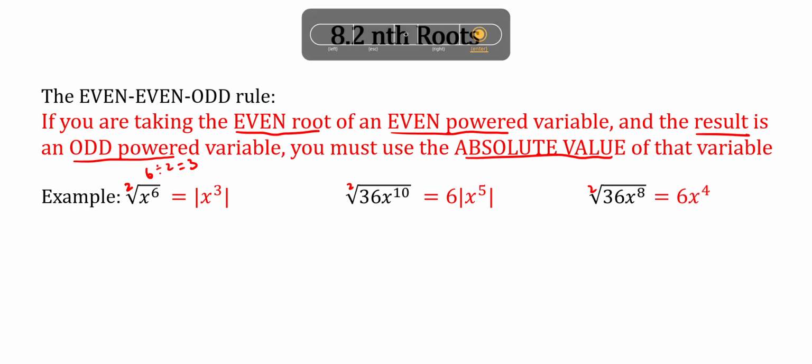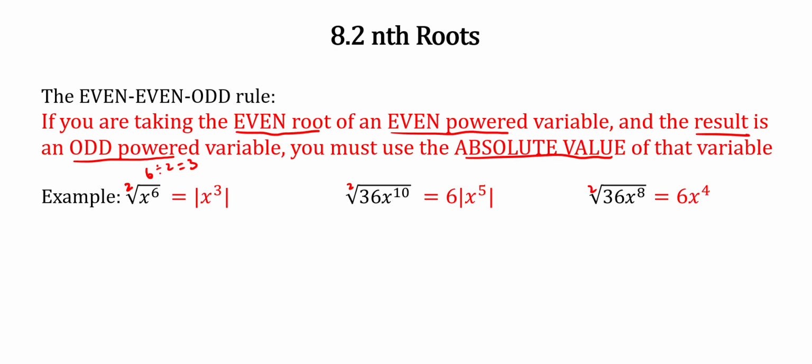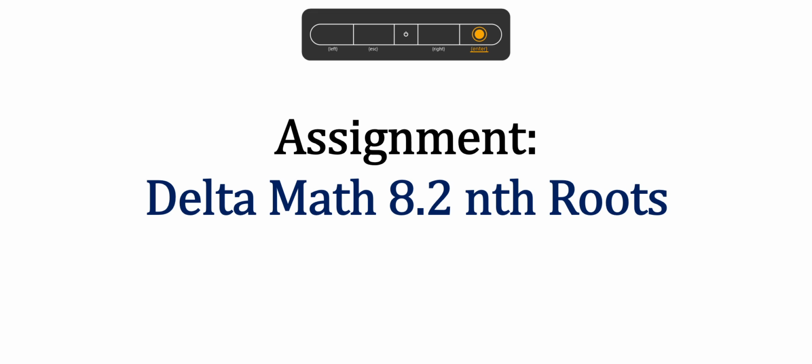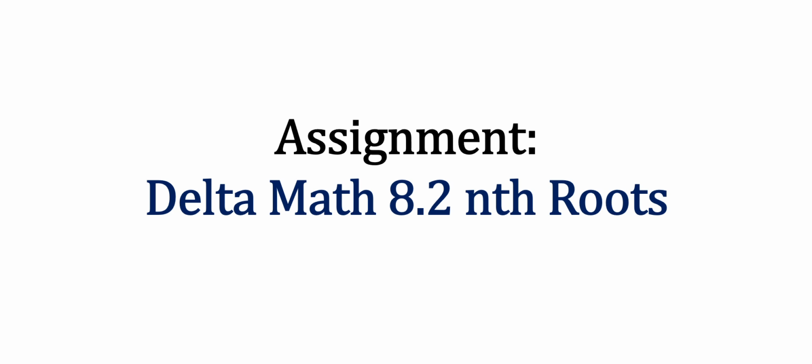And the reason you don't need the absolute value is because x to the fourth is always going to be positive anyway. Whereas x to the fifth or x to the third could be negative. If x is negative, x to the third is negative. If x is negative, x to the fifth is negative. But if x is negative, x to the fourth is going to be positive, and we get the positive result that the square root function dictates. Okay. There you go. Good luck.